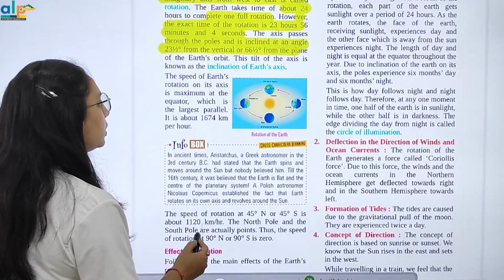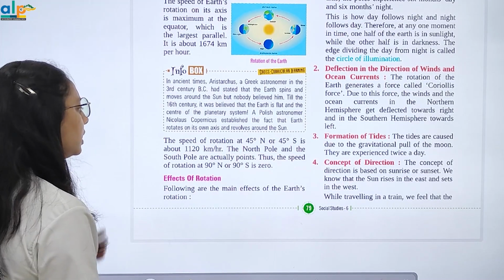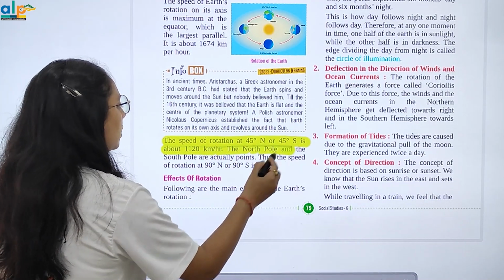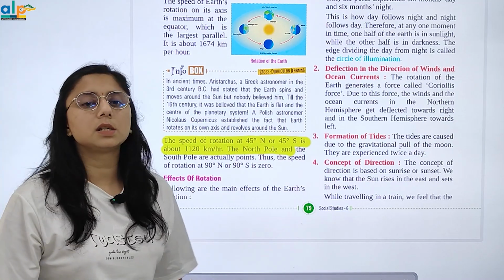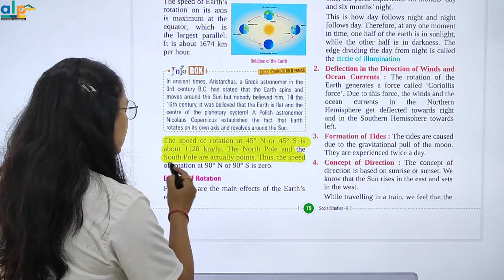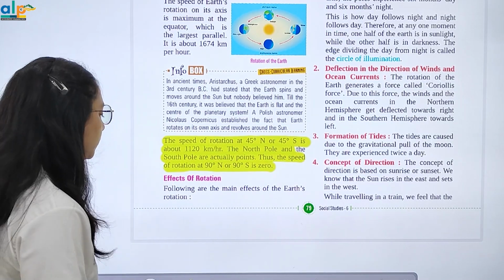Okay, the speed of the earth's rotation is maximum at the equator, which is the largest. What is the speed? The speed of rotation at 45 degrees north to 45 degrees south is about 1120 km per hour. The north pole and the south pole are actually points. The speed of rotation at 90 degrees north to 90 degrees south is 0.